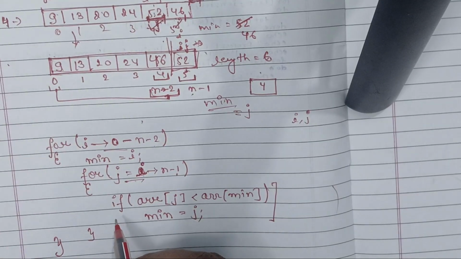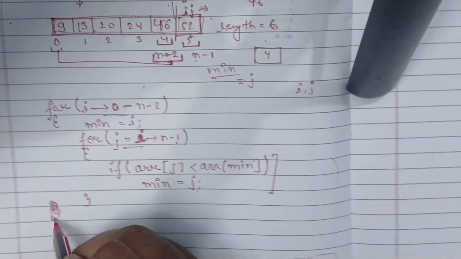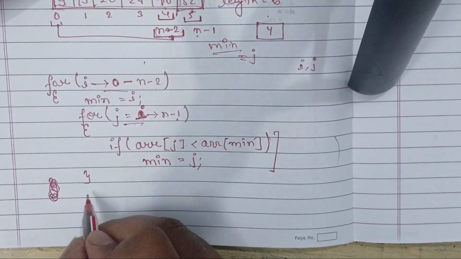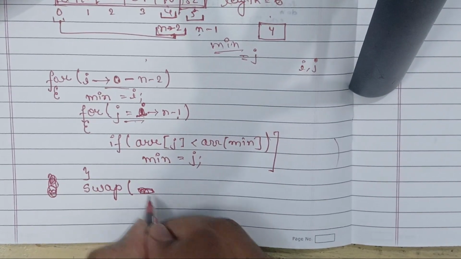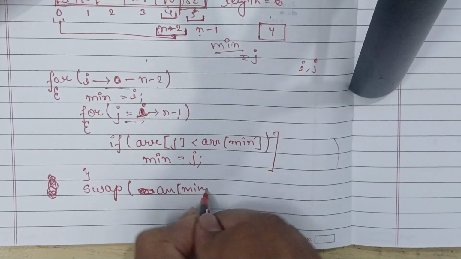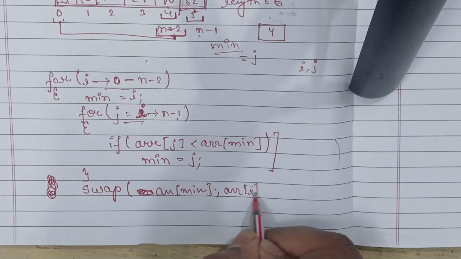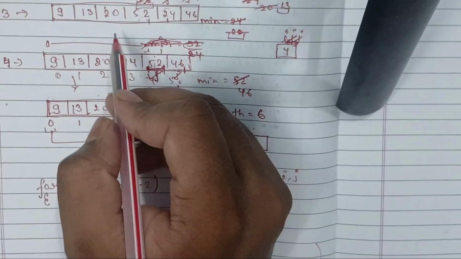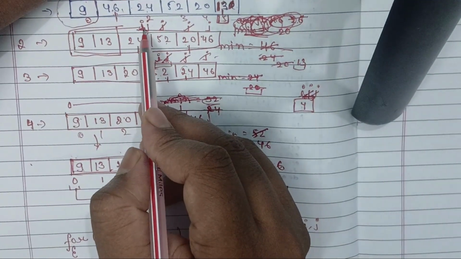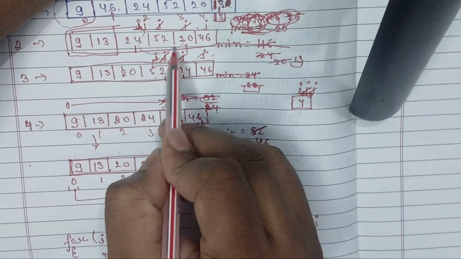So after each particular traversal, what you will need to do is swap the min index, arr of min, with arr of ith. Because I will be fixed at any particular position and j would be moving, at the end whichever is the minimum, it will swap it with this.